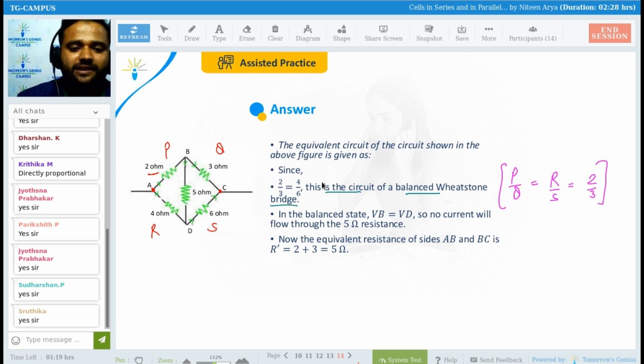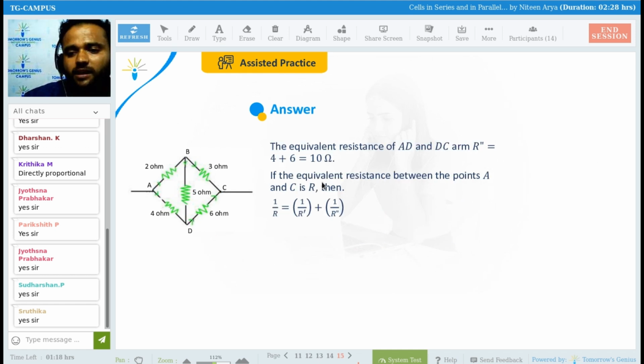Now, in the balance condition, this BD is going to be 0. Why so? You don't even need to think about the current here. The current here is going to be 0, and the current here is going to be 0. In the balanced Wheatstone bridge, VB equals VD, so no current will flow through this. Now, equivalent resistance R prime is 5 ohm. This R double prime is 4 plus 6, 10 ohm.